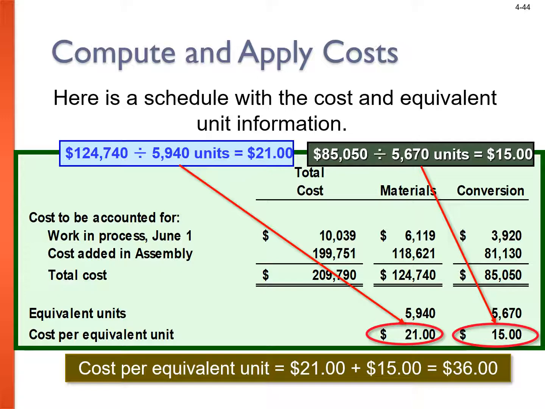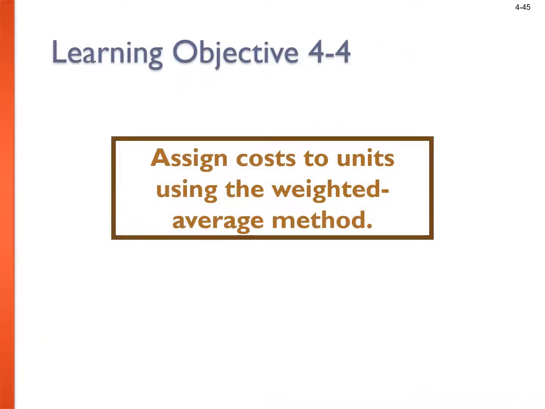So the cost per equivalent unit will be the direct materials plus the conversion cost, because remember what's in conversion? Direct labor and manufacturing overhead. So $36 per equivalent unit. So that's how we find the cost per unit.